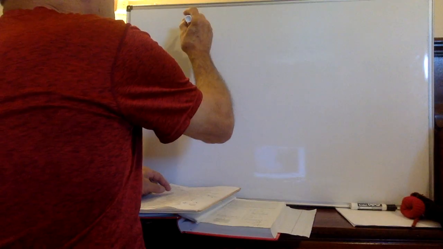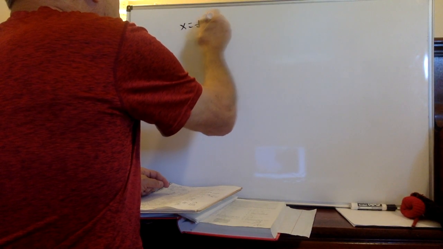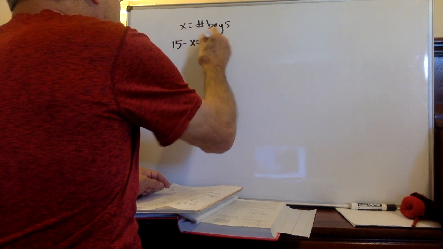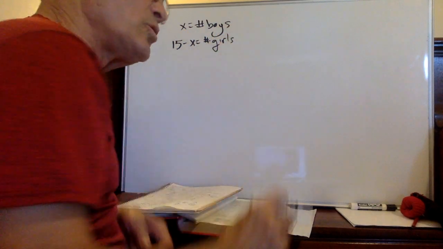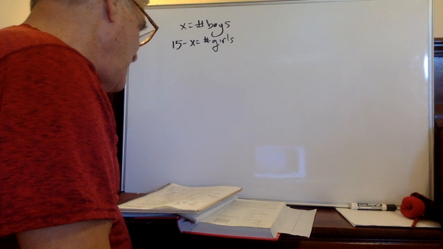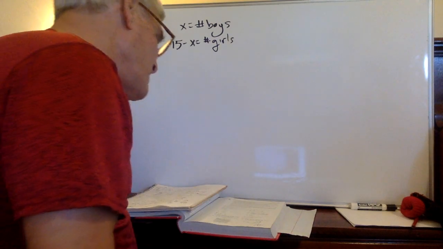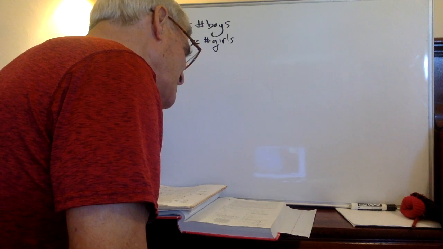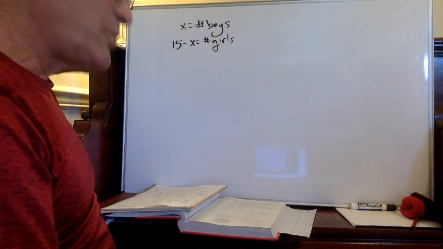Again, you can do this problem in 1 or 2 variables, and again, I highly suggest, if you can, do it in terms of 1 variable. It's just less margin of error. So if I let x equal the number of boys, then 15 minus x is the number of girls. It said there were a total of 15 in the class. And it said that the number of girls was 1 less than 3 times the number of boys.